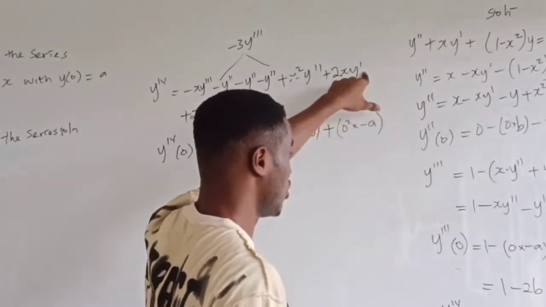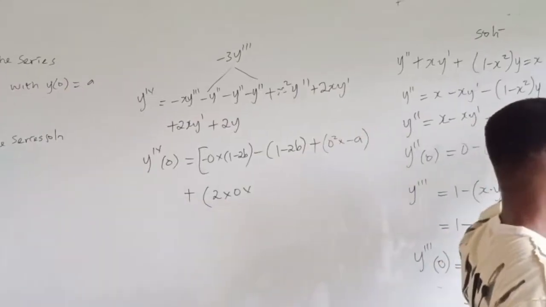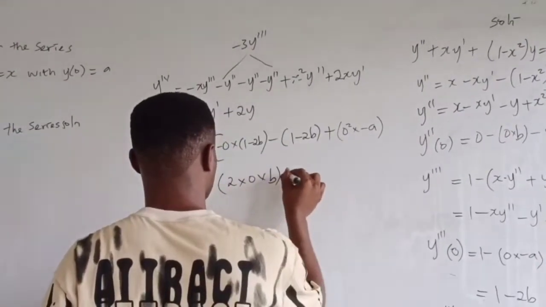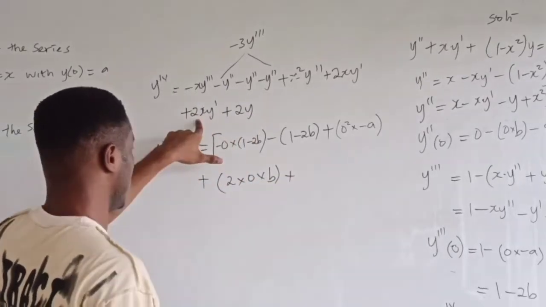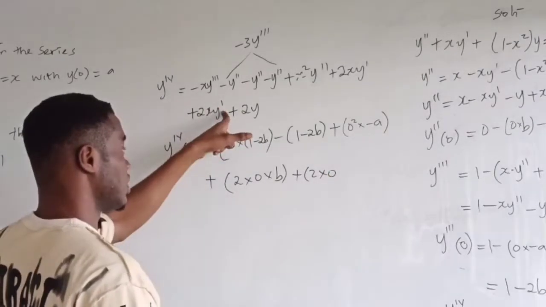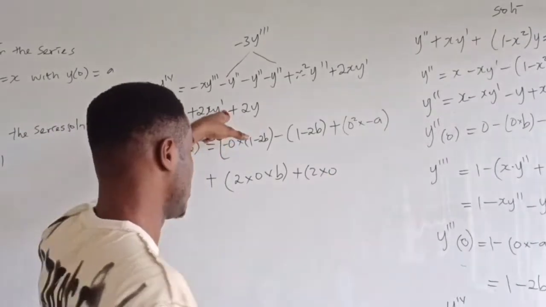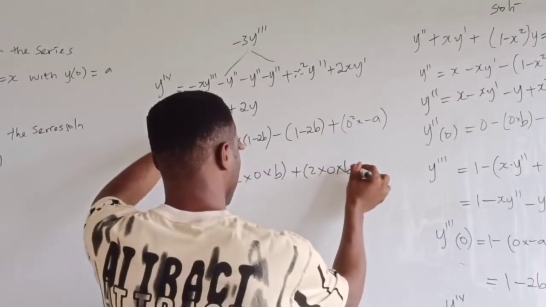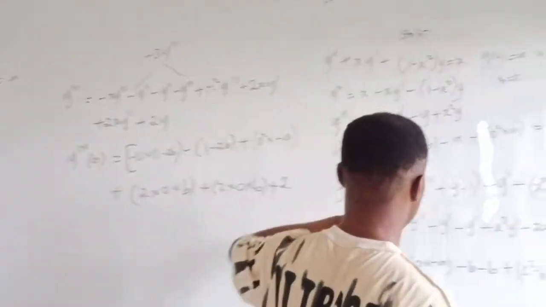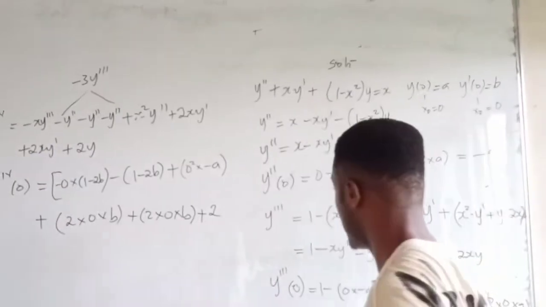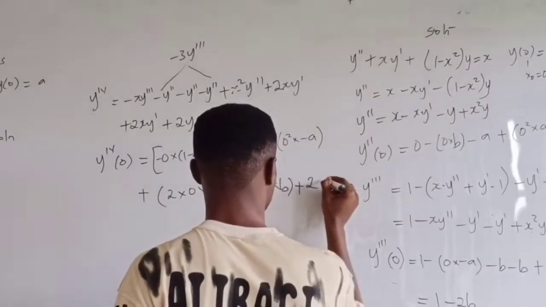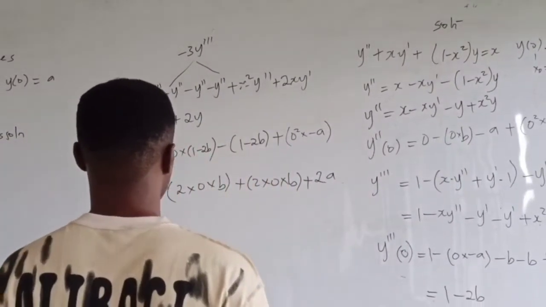plus, of course, 2 times 0 times y prime. So what is our y prime? Our y prime from here is b, so times b plus, looking at this one, we have 2 times 0 times y prime, and our y prime is b as well. Plus 2y. So 2 times, what is our y? Our y is a from here. So that will be 2 times a.